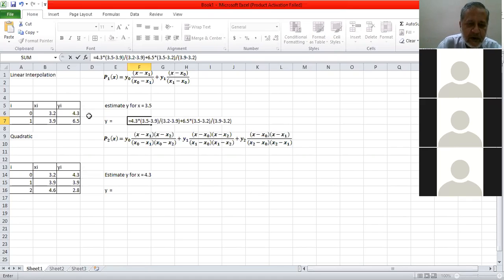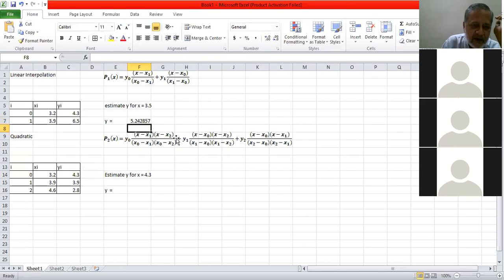The linear interpolation formula is completely filled with the required values. Y naught 4.3, y1 6.5. With y naught, we have x minus x1 upon x naught minus x1. So x is 3.5 minus x1, and denominator x naught minus x1. So x naught is 3.2 upon 3.9. And let us see what value this gives us. This gives us the value of y equal to 5.24.